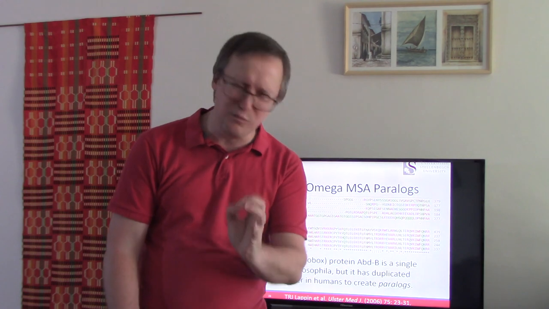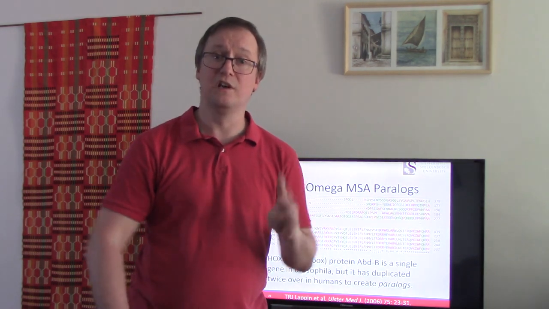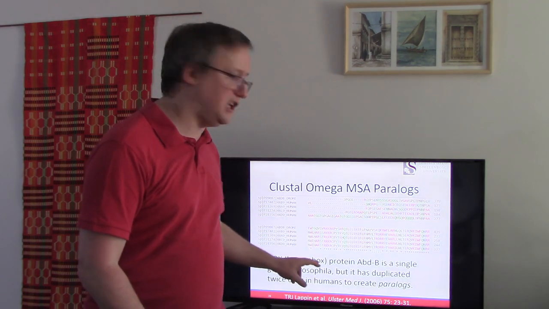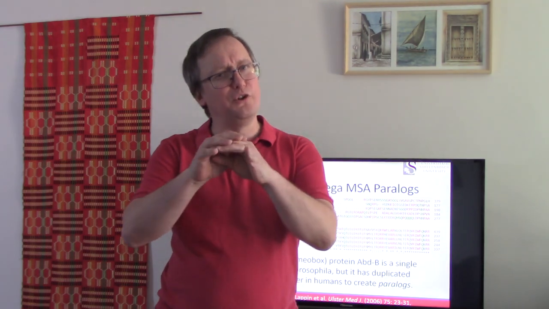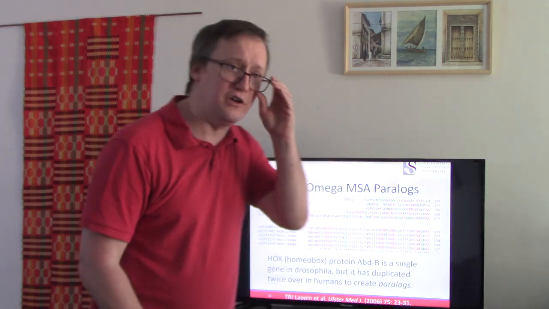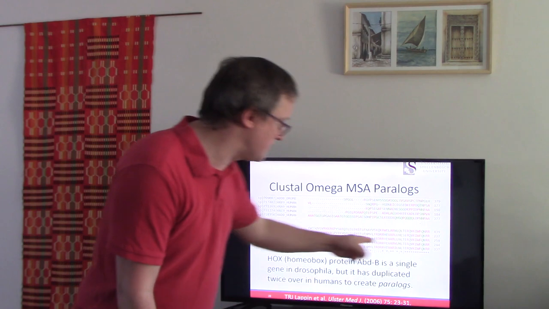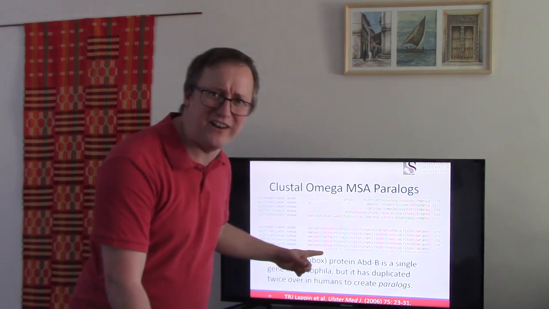When you look in a human database, though, you will find that there are four different sequences. This reflects the fact that we've twice over had gene duplication events on these stretches, and now we find that these homeobox proteins in humans are present in four copies. And they've all drifted apart over time to take on different roles in development, which is what these genes are known for.